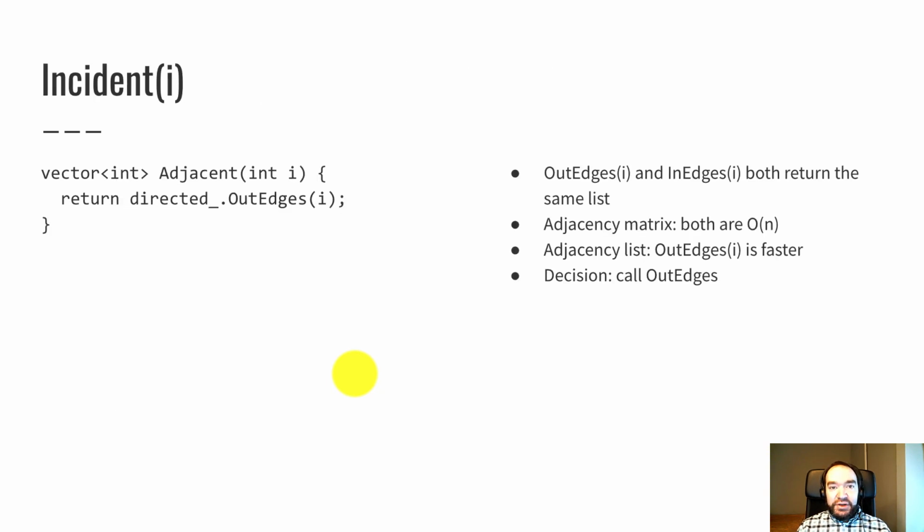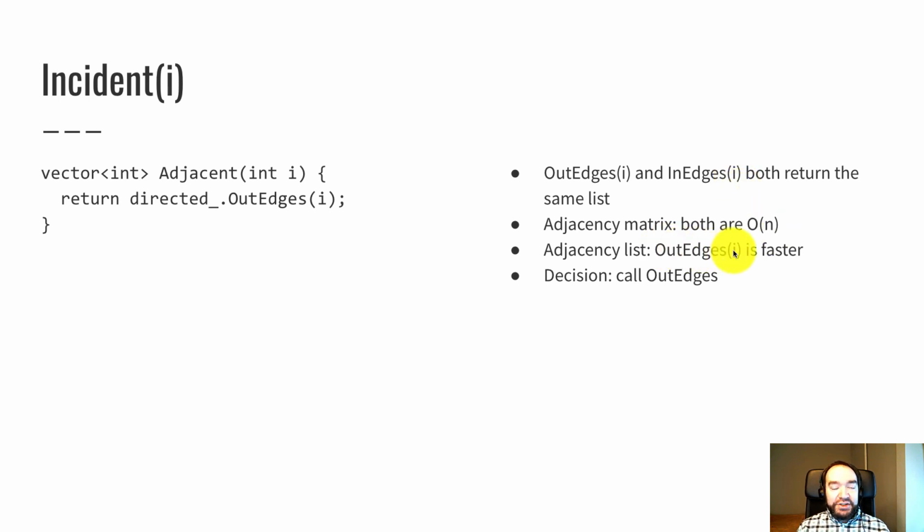Incident is new. Incident has to return the vector containing all of the vertices that are adjacent to i, meaning connected to i by just one edge. So out edges i and in edges i would both return the same information. We could call either one. It doesn't really matter. But in the adjacency matrix, both of those operations are big O of n. It doesn't matter which one we call. We could pick in edges or out edges. But in the adjacency list, out edges is substantially faster.